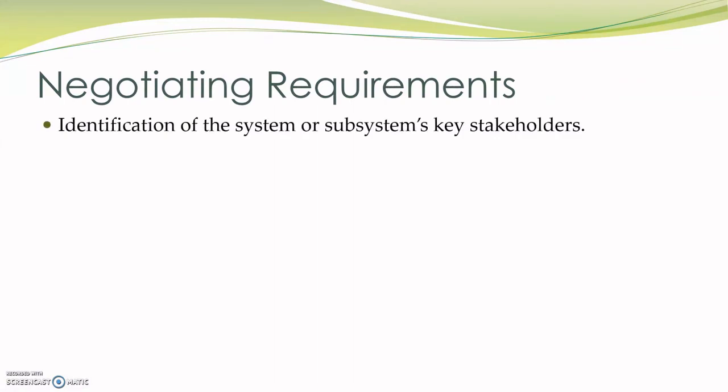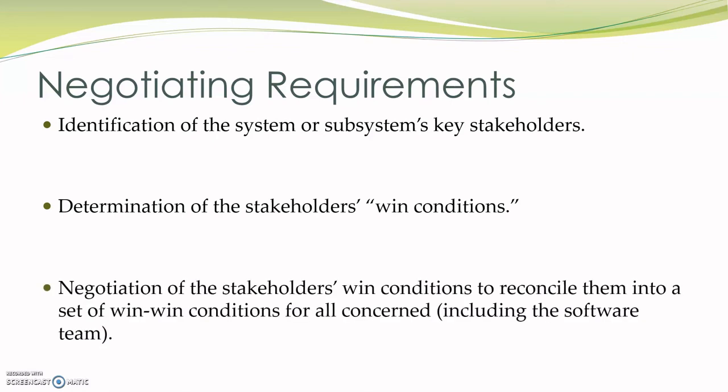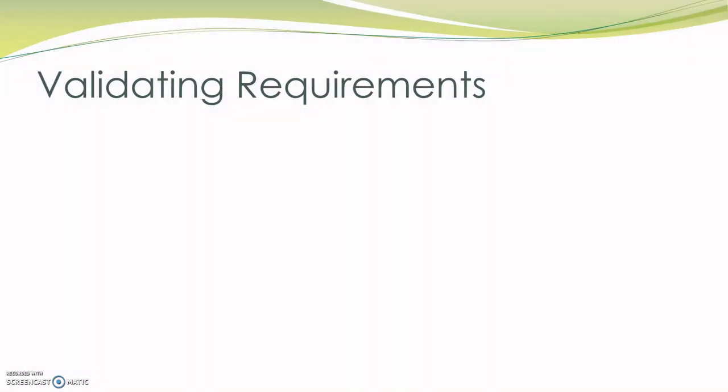The first activity is identification of the system or subsystem's key stakeholders. Then determination of the stakeholders' win conditions. Then negotiation of the stakeholders' win conditions to reconcile them into a set of win-win conditions for all concerned, including the software team. Successful completion of these initial steps achieves a win-win result, which becomes the key criterion for proceeding to subsequent software engineering activities. After negotiating, we move on to the next step, validating requirements.